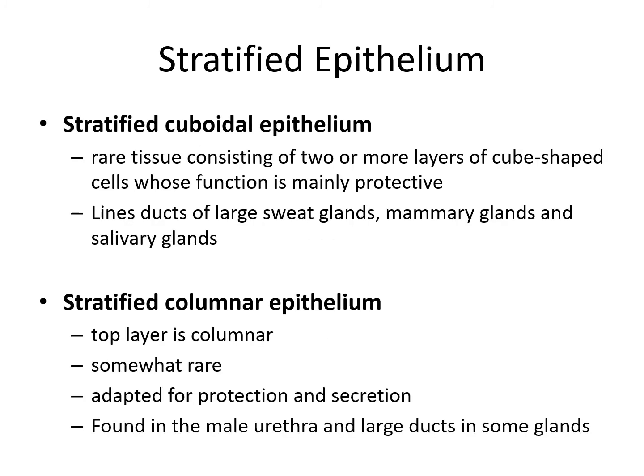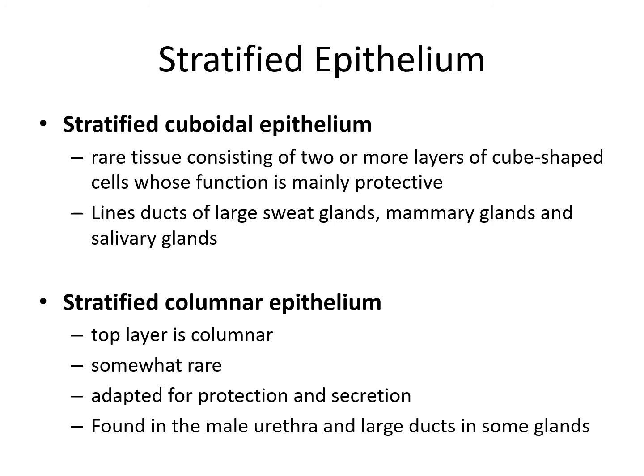Stratified cuboidal epithelium is rather rare. There's not too many examples of it, but we see it in large sweat glands known as apocrine glands. We see it in mammary glands, which are actually modified sweat glands. And we see this in the ducts that lead from the salivary glands into the buccal cavity.